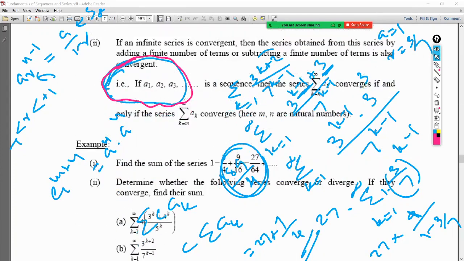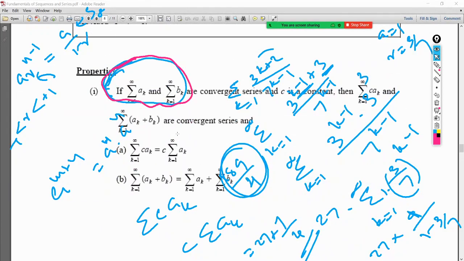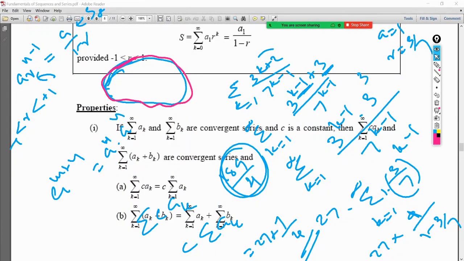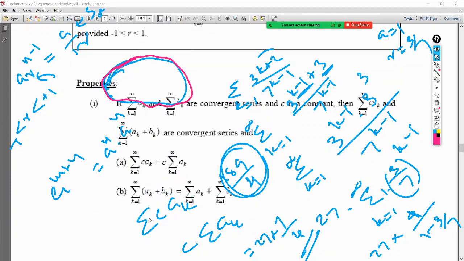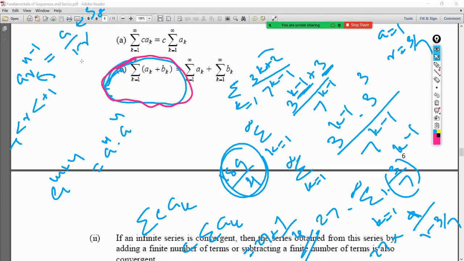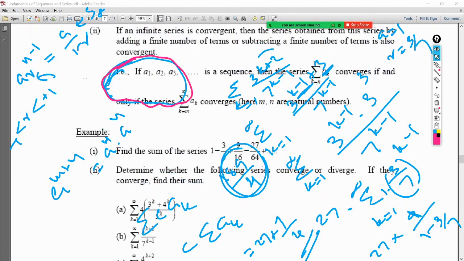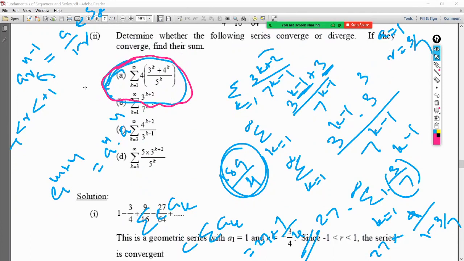If it is C times AK, you can take C out of sigma AK. And sigma of AK plus BK is sigma AK plus sigma BK. Those two rules, and for geometric series just AK equals A times R to the power K, are all you use. You don't need to use anything else; the rest is all common sense. I try to do this.